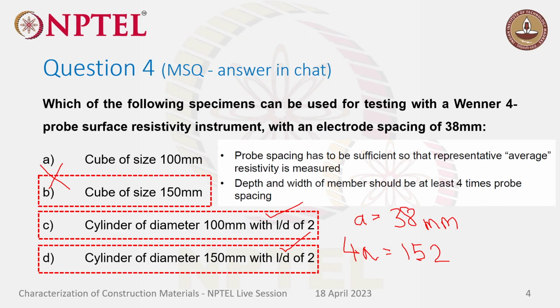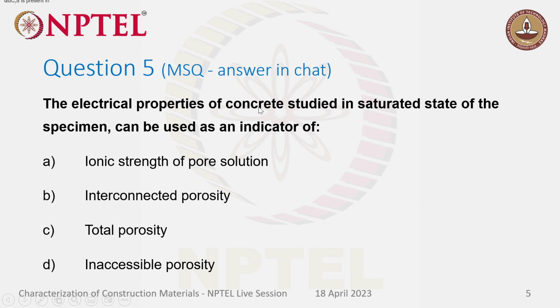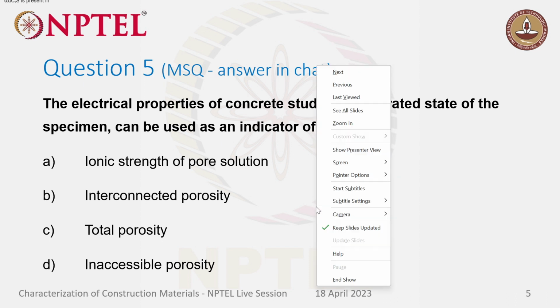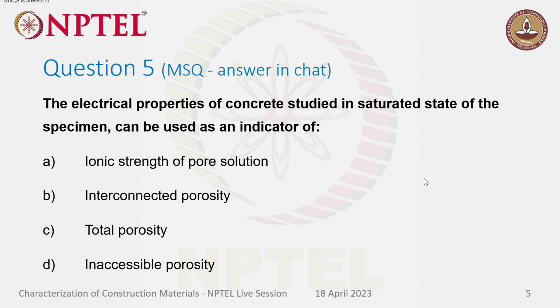So here is the fifth question. The electrical properties of concrete studied in saturated state of the specimen can be used as an indicator of. This also has more than one right option. If you give only one option, it will not be appropriate. So which of the following can be indicator of electrical properties like conductivity or resistivity, whatever you measure from the concrete? First option is the ionic strength of pore solution. B is interconnected porosity, and C is total porosity, and D is inaccessible porosity. Okay, let me start a timer for a minute.